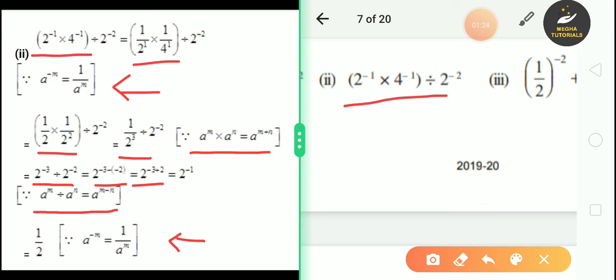Then again using the law a raised to minus m is equal to 1 upon a raised to m, we can write 2 raised to minus 1 is equal to 1 upon 2. So this is the final answer.